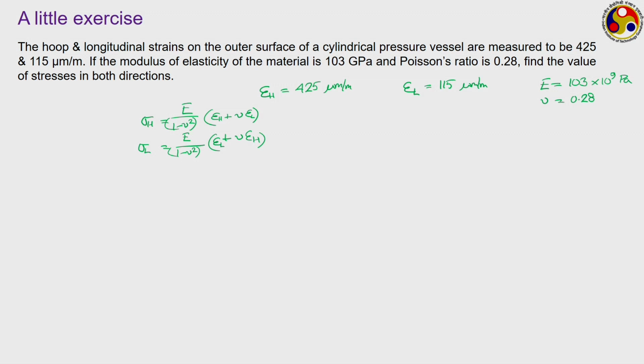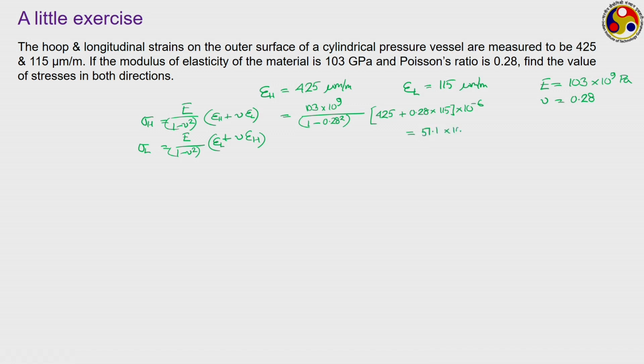So, if we now put the magnitudes, our E is given as 103 into 10 to the power 9 divided by 1 minus 0.28 square, into epsilon H, that is 425 into 10 to the power minus 6, plus 0.28 into 115 into 10 to the power minus 6. If we continue the calculation, you can just calculate the values. I have pre-calculated the numbers.